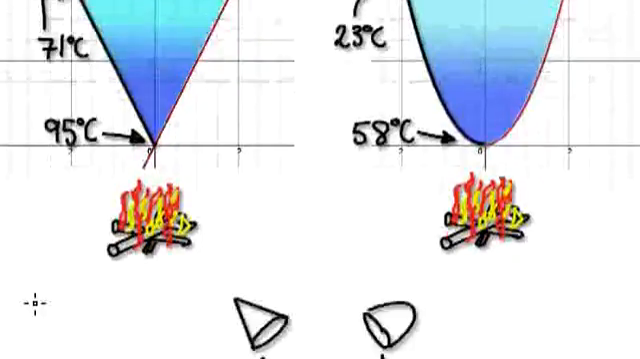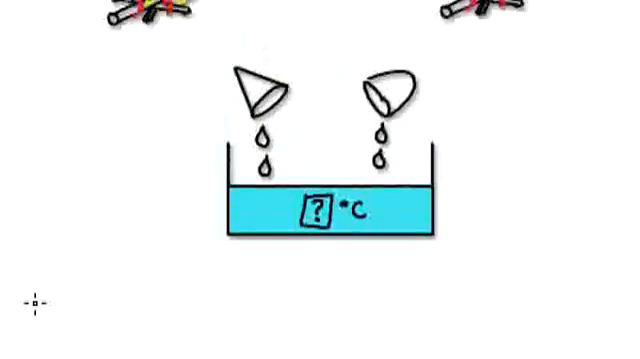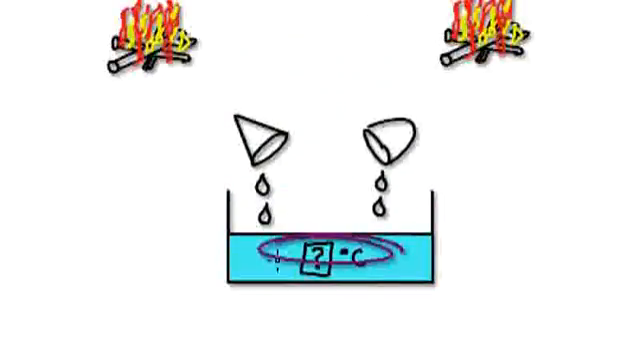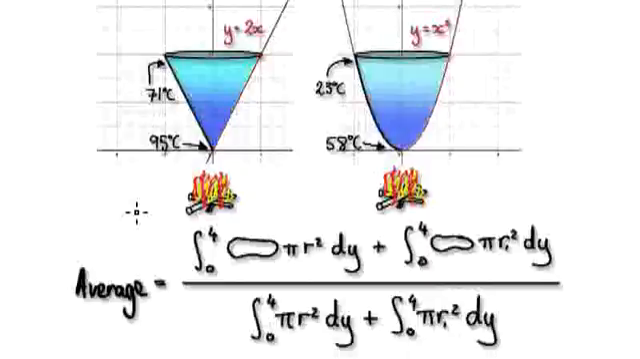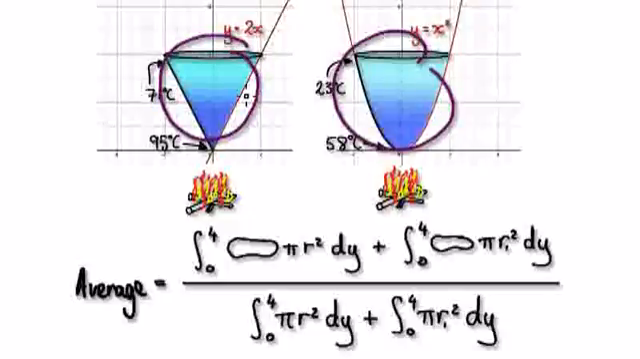Okay, so to do this, remember we're trying to find out, in effect, the average temperature. It's really us doing this. So we are trying to find the average temperature of the two mixed together. Okay, so we're going to combine the two.